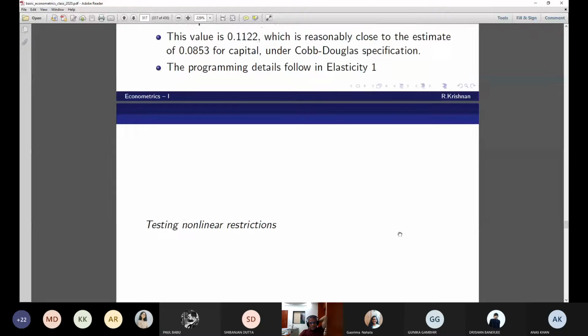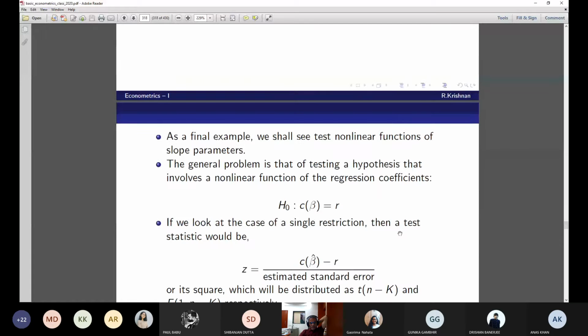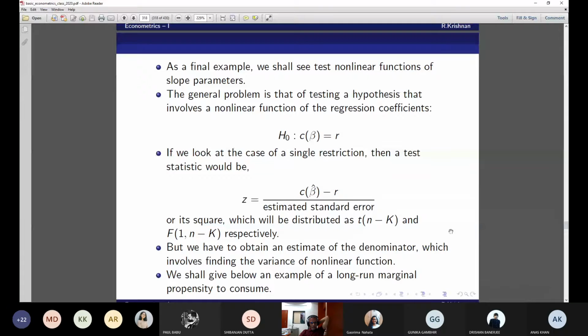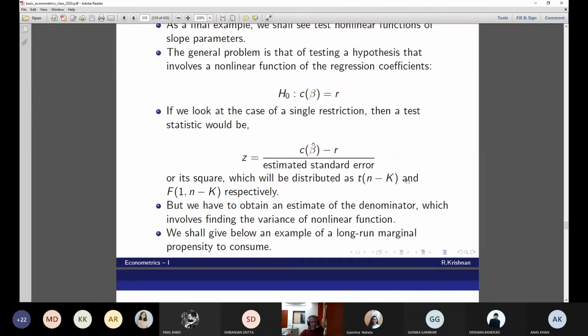Testing nonlinear restrictions. Okay, now as a final example, this is what we saw while discussing hypothesis testing. Actually, test nonlinear restrictions on slope parameters. Restrictions that are nonlinear functions of slope parameters. The general problem is of testing a hypothesis that involves a nonlinear function of the regression coefficients.